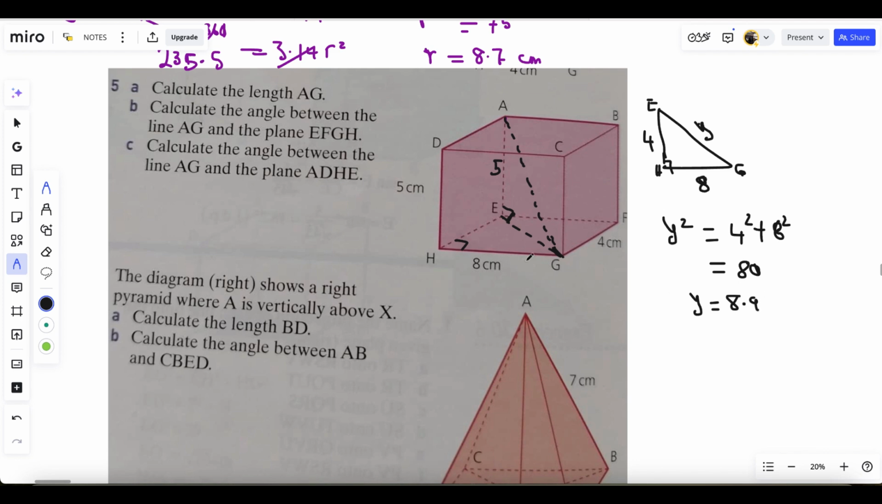8.9. Okay, so here is 8.9. Now that we know this place, 8.9, then we can find AG, the length they're asking us to look for. Because now we have another right angle triangle in this one. We have another right angle triangle.